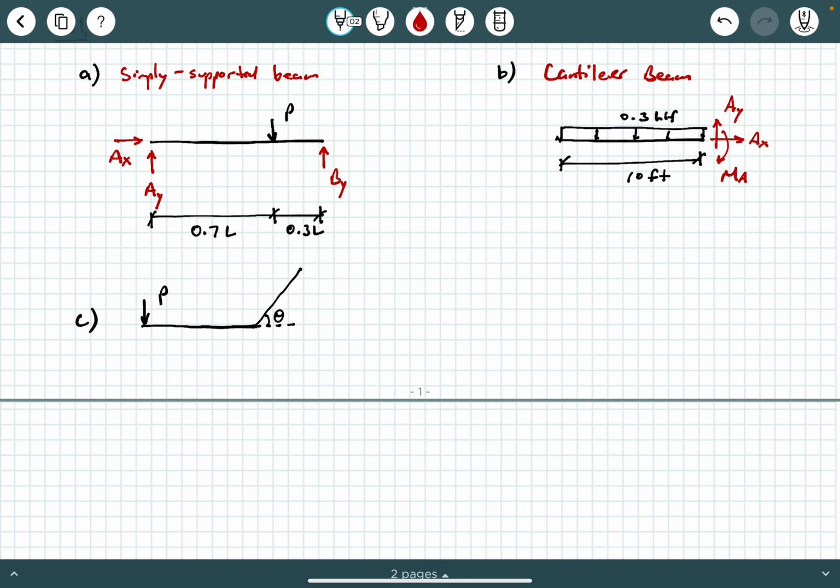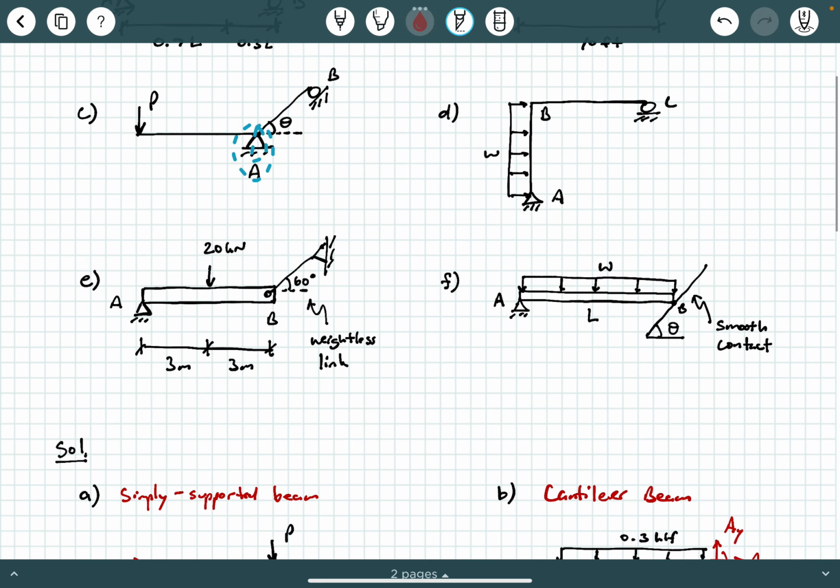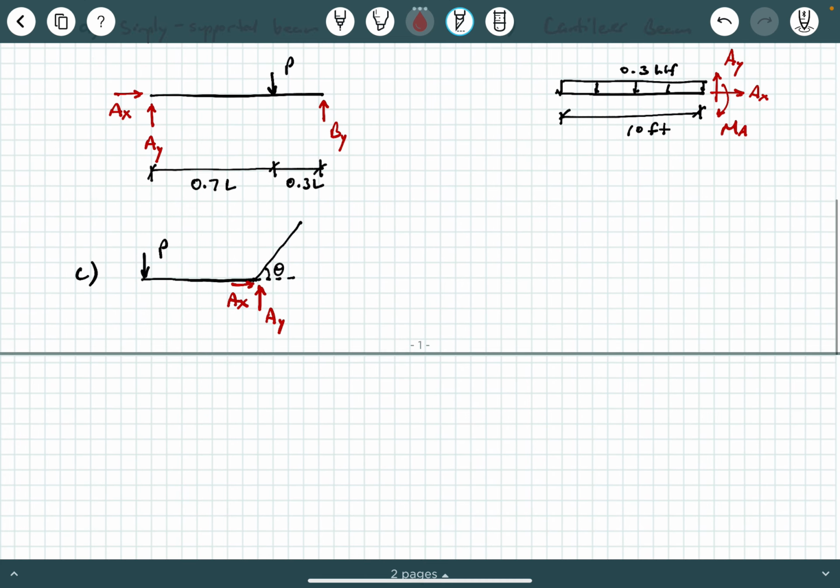Now, that hinge at A, what do I have? I'm going to have an AY that develops and an AX that develops at A, okay? What about B? Well, B is a roller, and for rollers, I'm going to have a normal force develop that is perpendicular to the surface that the roller is acting on. So for that roller at point B, I'm going to have a normal force right here, and I can call that N sub B, and that's at a right angle here. And that's my free body diagram of part C.